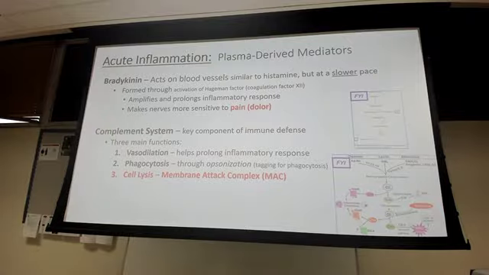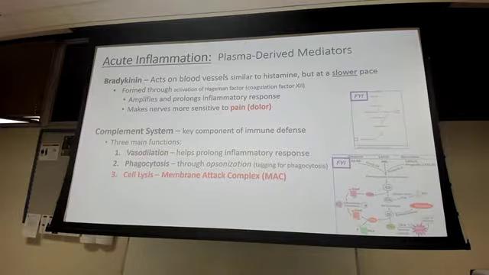And then we have the complement system. Like I told you guys yesterday, that complements our immune system. It's going to help fight off whatever's going on. It's going to attack whatever infection may be going on, and it does it through different ways. We have vasodilation. Now, the complement proteins don't necessarily cause vasodilation, but in a backdoor method, they can activate mast cells, which can cause vasodilation.